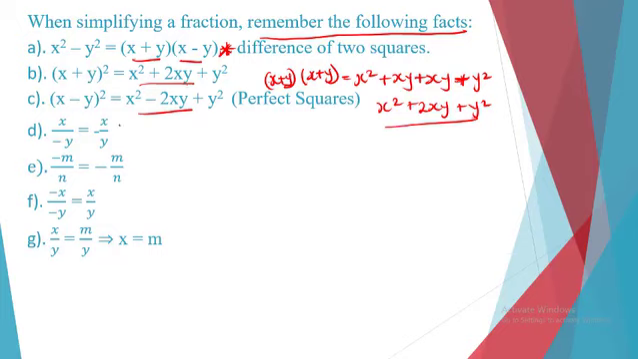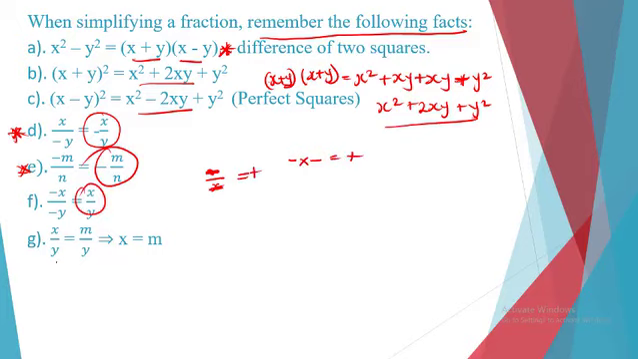We call these perfect squares. Now x over minus y is the same thing as minus x over y. When we have minus m over n, it is the same thing as minus m over n. When we have minus x over minus y, the answer is x over y, because minus divided by minus will give us plus. Minus times minus will also give us plus. So that's how we got this.